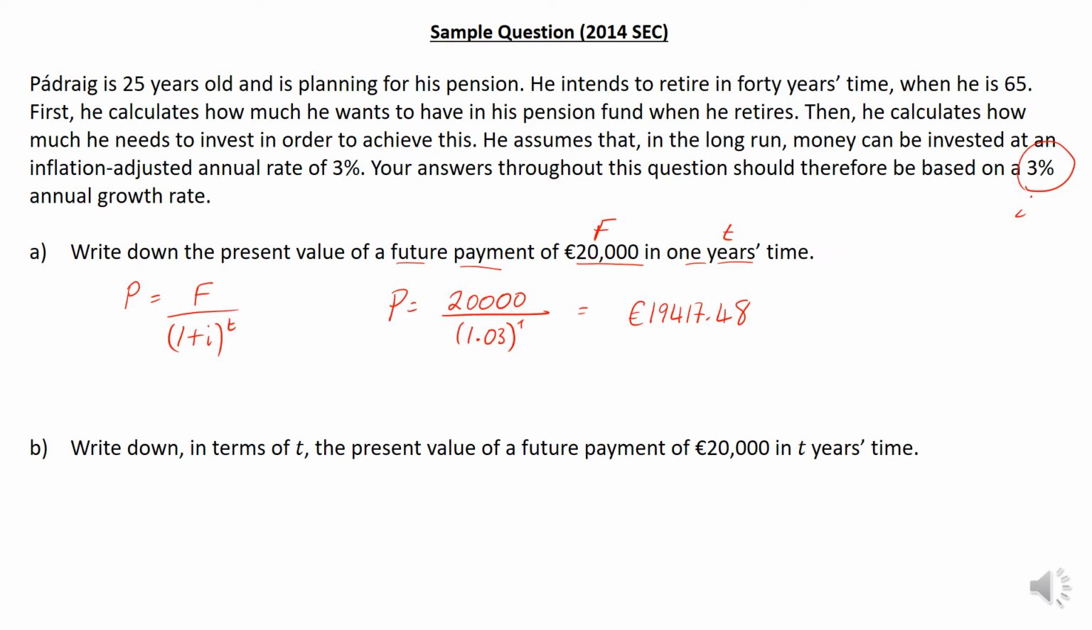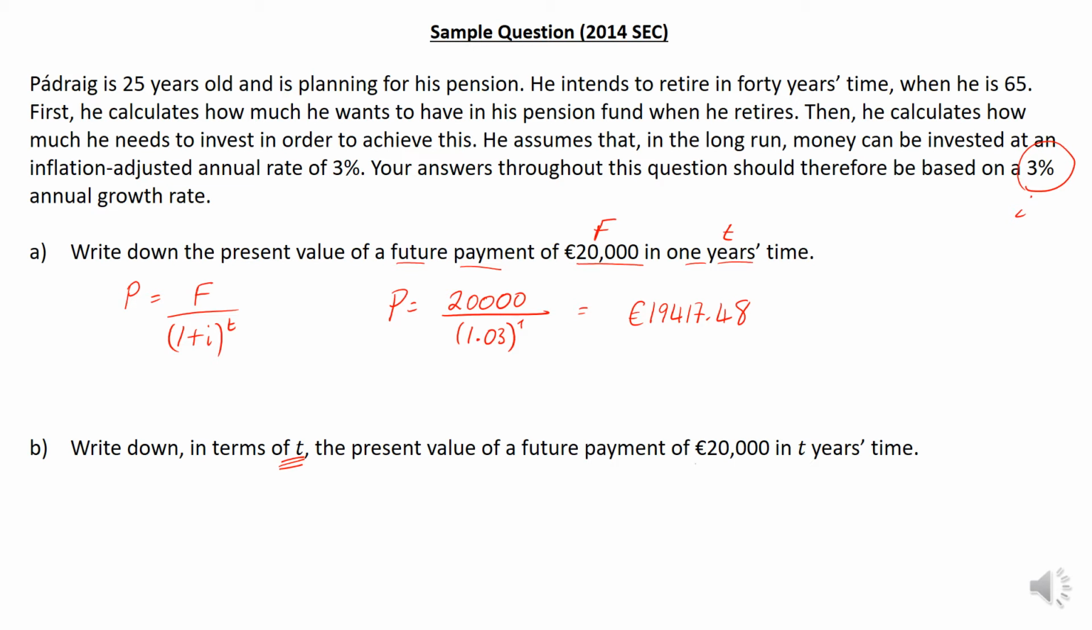Part B: write down in terms of T the present value of a future payment of €20,000 in T years' time. So this is very similar but more general. In terms of T means that T should appear in the expression you give for your answer.